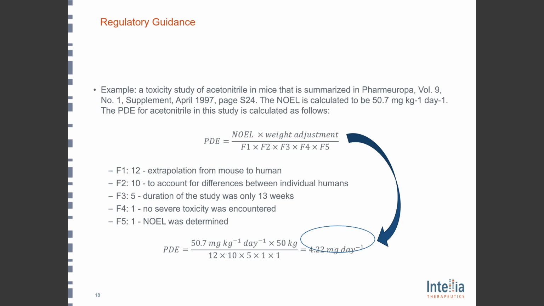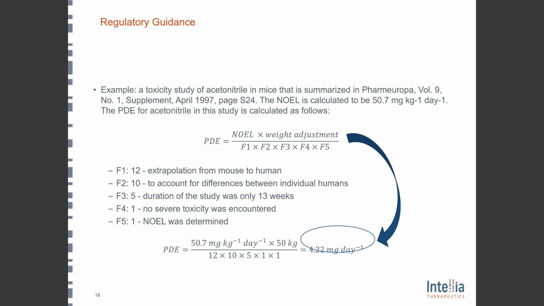Moving on, here's just an example from the guidances. I think this was in Q3C, but a toxicity study of acetonitrile in mice was conducted, and the no observed effect level, the NOEL, was calculated to be 50.7 mg per kg per day. And so the PDE for acetonitrile in this study can be calculated using that 50.7 mg per kg per day. You'll slot that into the NOEL spot and then use a weight adjustment factor of 50 kilograms, like I spoke about in the previous slide.